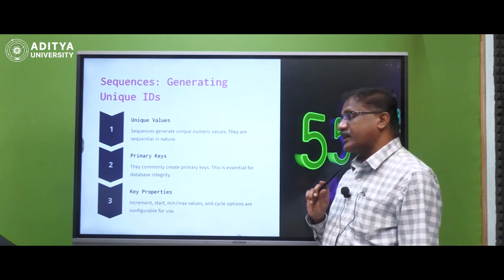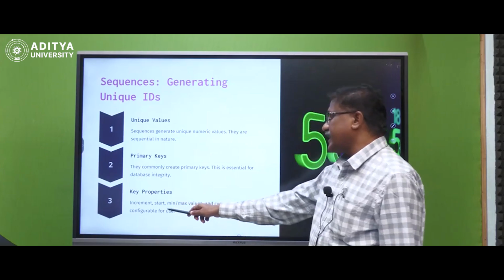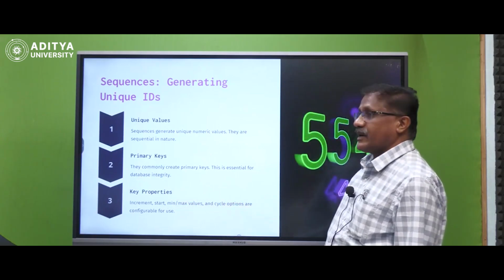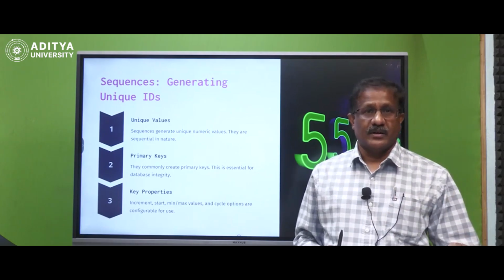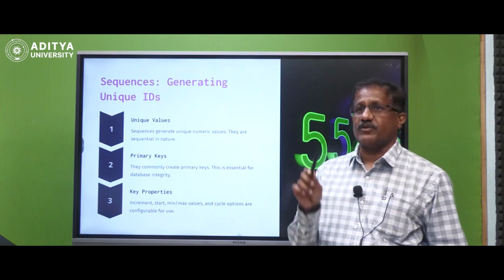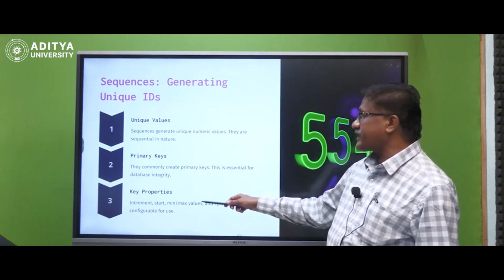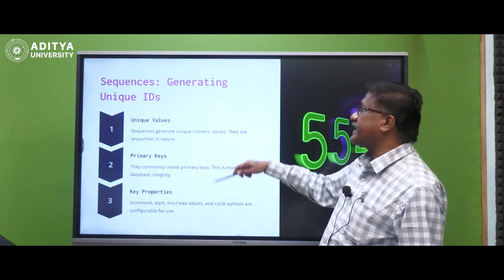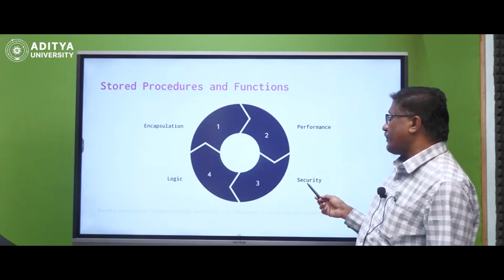It does not allow duplicate values also. And what are the key parameters? Increment, start, minimum, max value. For example, start from 101, increment by 1. That means 101, 102, 103, 104, like that. And then maximum value 100. Like that I can make some properties. Then I can create the sequence for generating values, and that also improves the performance.